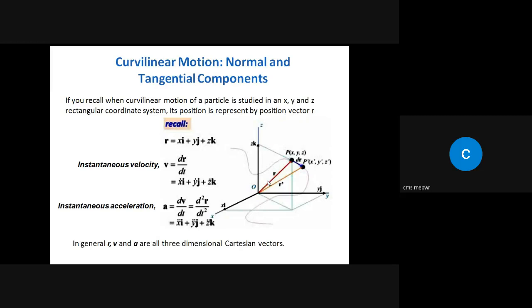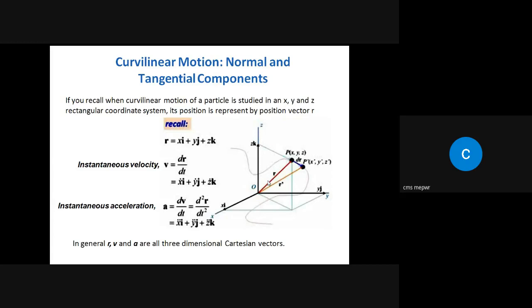So in today's class, we will study curvilinear motion in different coordinate systems. First, let's consider the curvilinear motion in the normal and tangential coordinate system. And definitely, if you are using this coordinate system, the motion can have a normal as well as a tangential component.